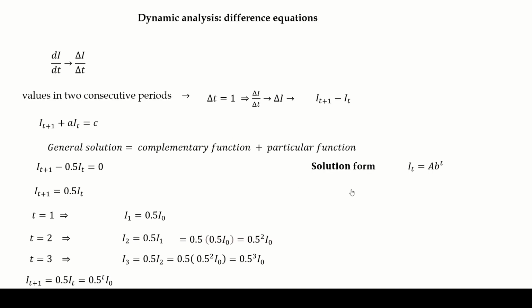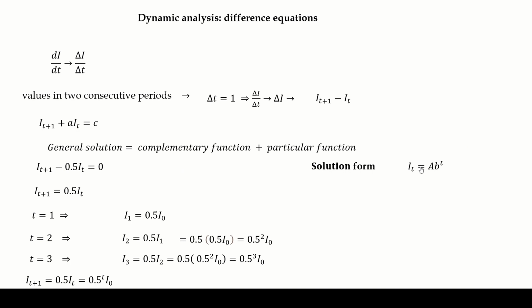So we have now a solution form that we can try, which would be I_t equals A b raised to the power t. Again, A could be any constant or initial value, and b would be the coefficient which would be attached with the investment over here. In this case, it would be minus 0.5.